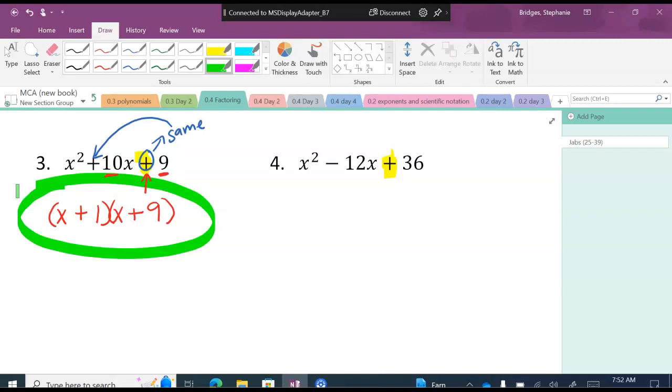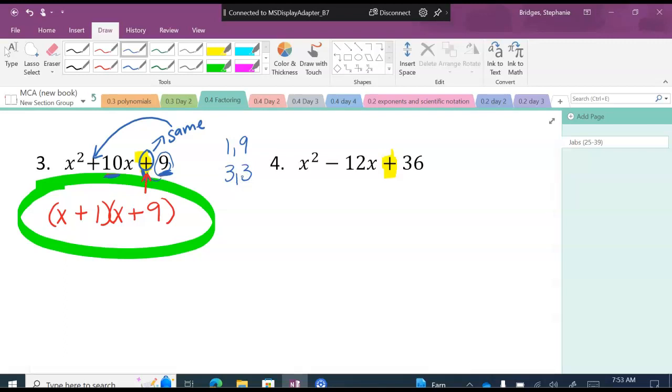So what I want to know is, when I look at this problem, I want to know the numbers that multiply to give me 9, okay? And I want them to add, because that's a plus sign, to give me 10. So if I think about the 2 factors of 9, it's 1 and 9 and 3 and 3. And the ones that add to give me 10 would be 1 and 9. Does that make a little bit of sense? Okay. Is everybody good?